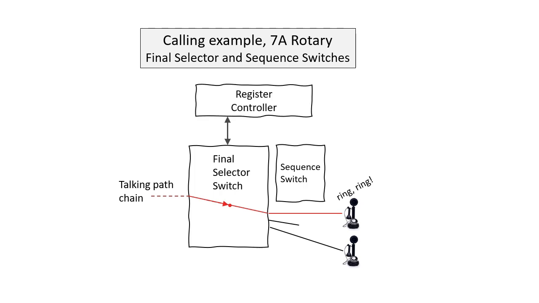The register logic decides what brushes to trip on this final selector and how far to move the brush carriage for making a talking path connection. It also controls the sequence switch.